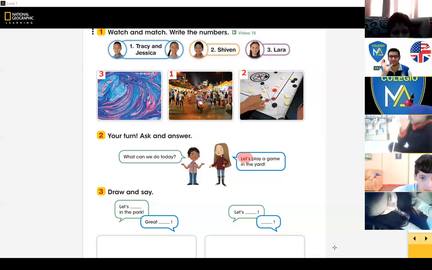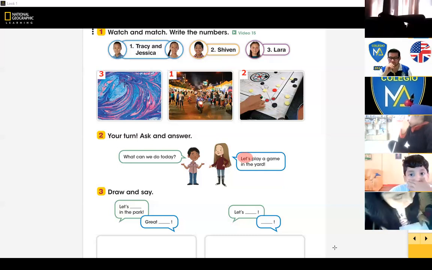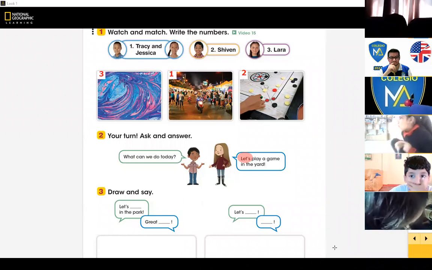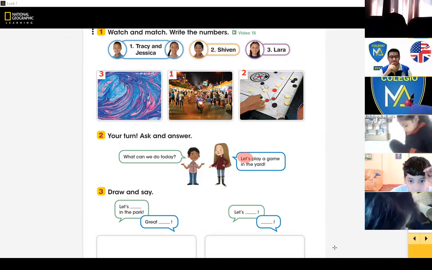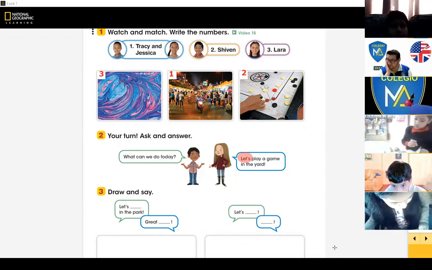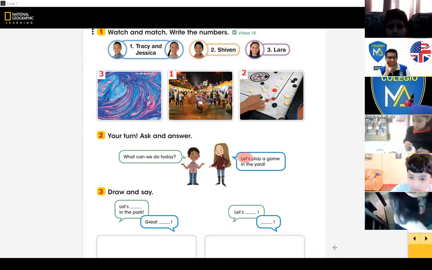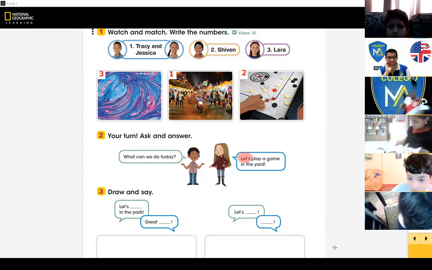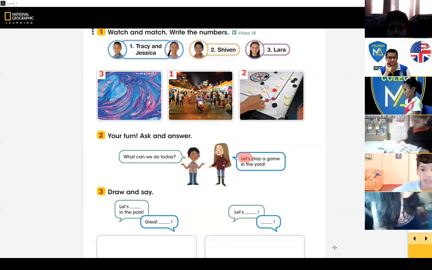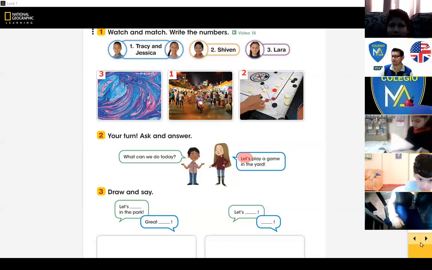For example, Ceballos Jose told me, let's sing a song. That's great, no? Let's sing a song. Great idea. What can you suggest? Let's sing a song. Okay, but Ceballos Jose already suggested that. In this example from the book it says let's play a game. What else? What else could you suggest, Henry? What do you think? We have many activities you could suggest, right?